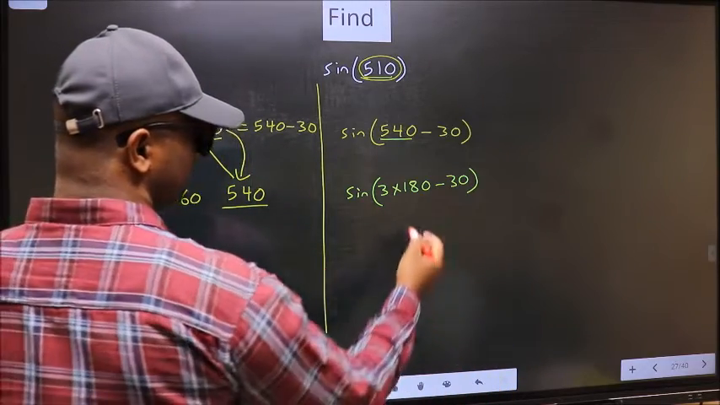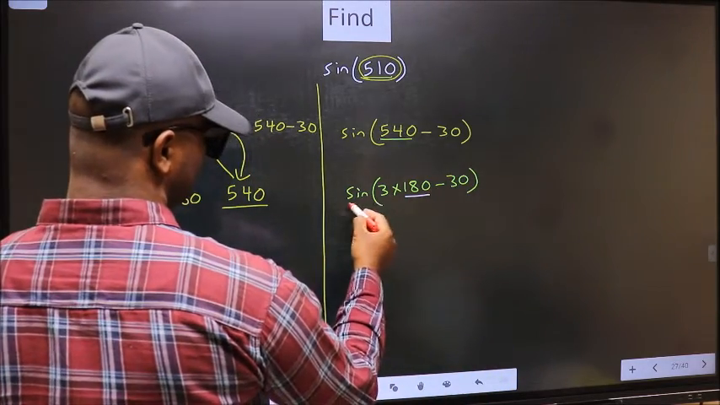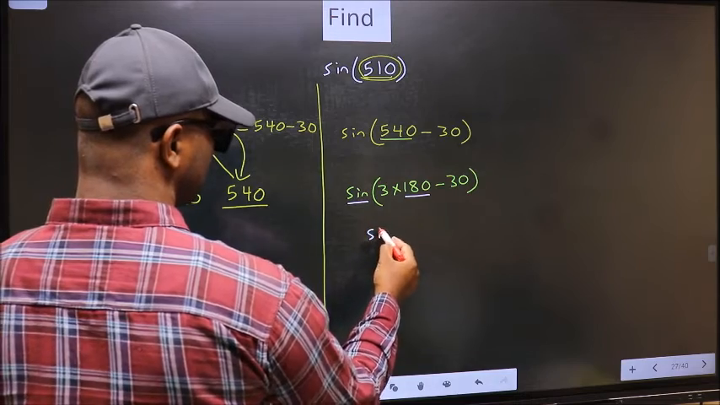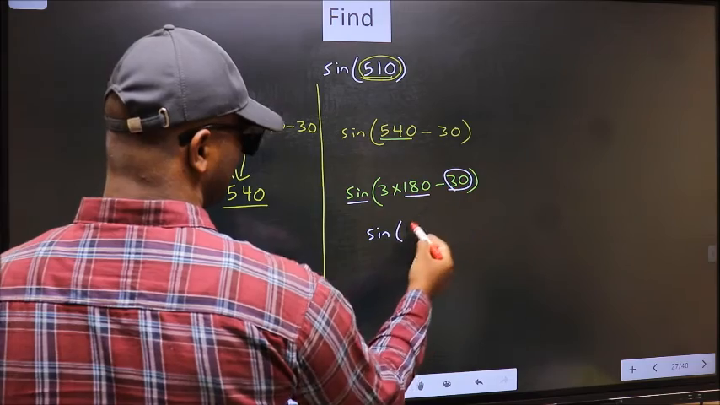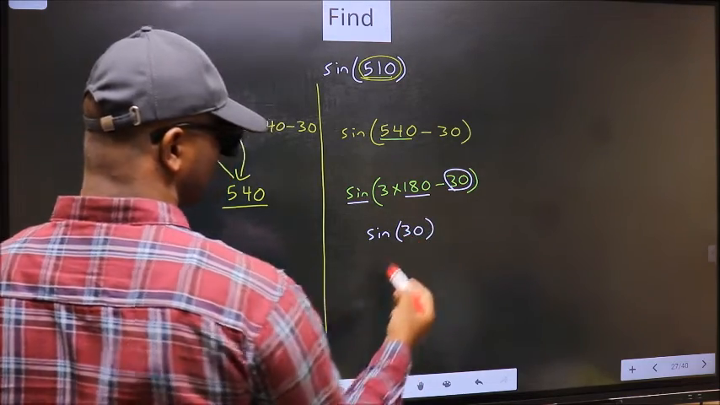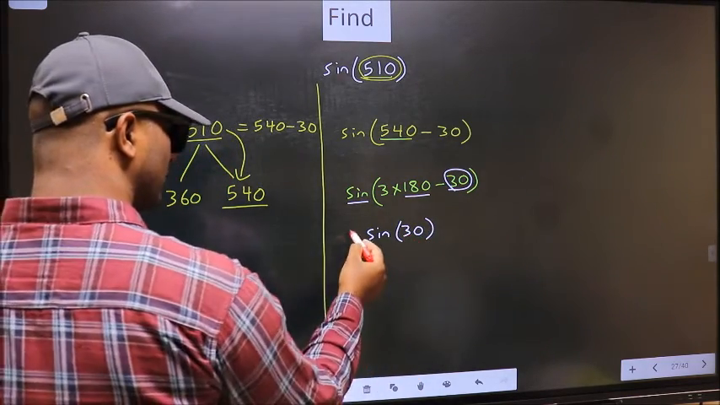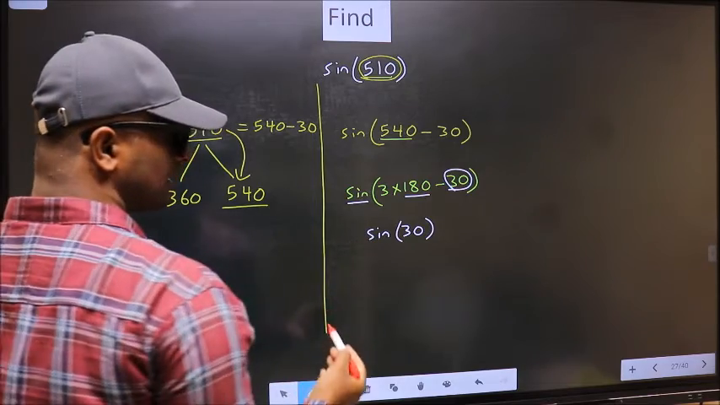Next, here we have 180. So sine is not going to change, it will remain sine. And inside we get this angle 30. Now the question is, will we get here plus or minus?